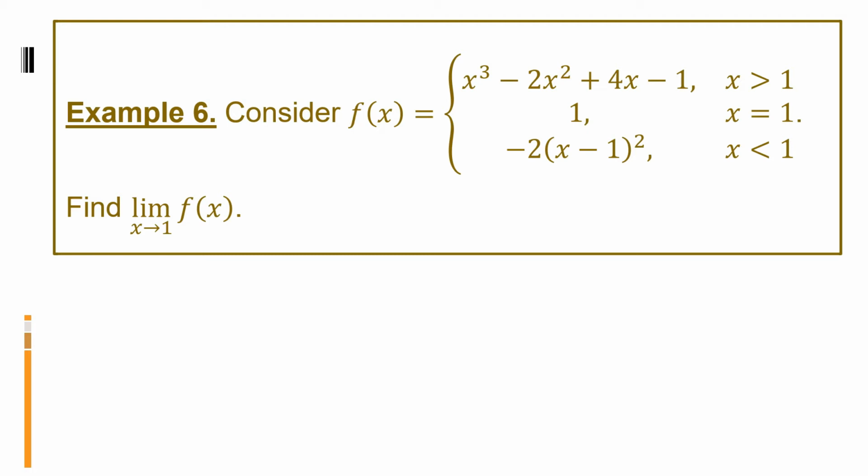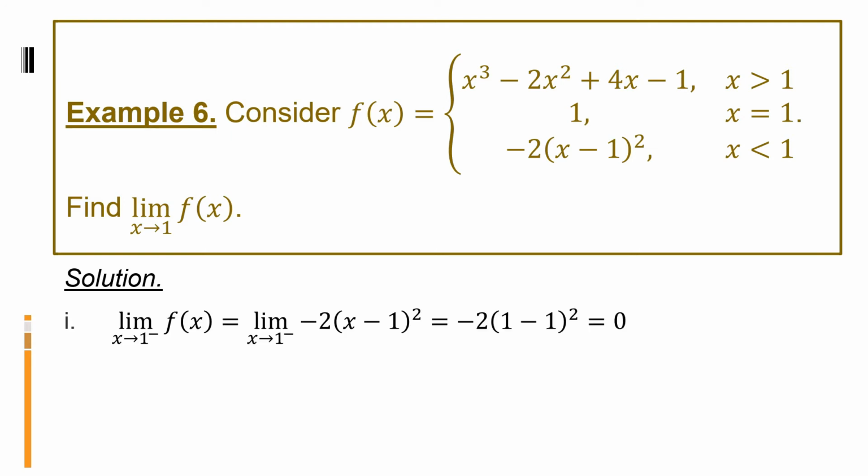Again, in this case, nahati yung values na less than 1 at greater than 1. So, to find the limit as x approaches 1 of f of x, kunin muna natin yung limit as x approaches 1 from the left. So since from the left, itong gagamitin natin. So we have the limit as x approaches 1 from the left of negative 2 times x minus 1 squared, or that is just equal to 0 by direct substitution.